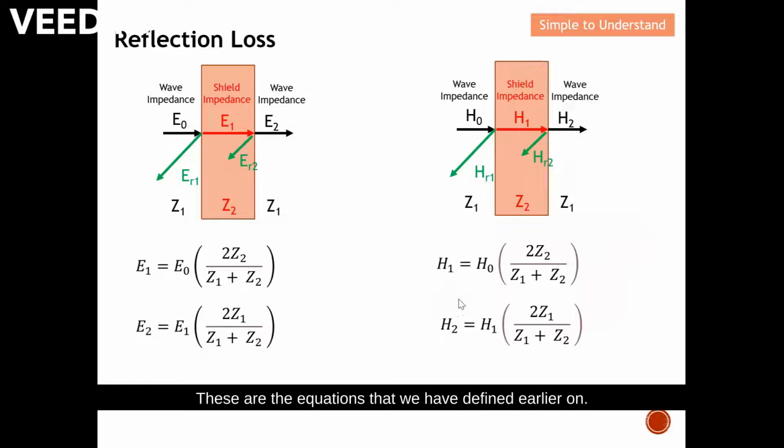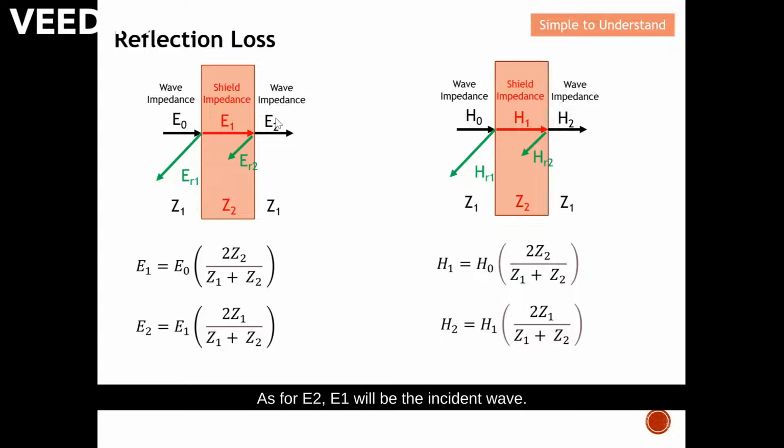Okay, so these are the equations that we have defined earlier on. Let's quickly understand all these equations. E0 is the incident wave. E1 is the amount of wave that successfully penetrates through the first boundary. So in short, this is the first boundary. This is the second boundary. E1 is how much is able to successfully penetrate through the first boundary.